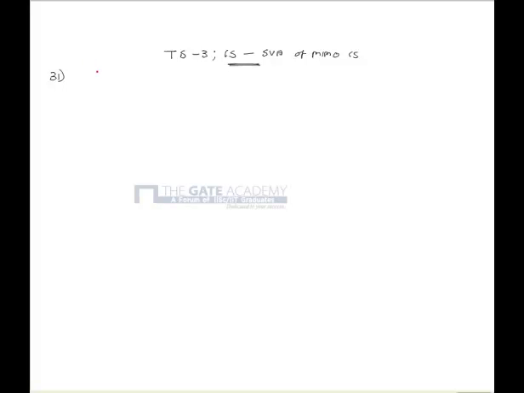As per the question, a single input, single output control system is represented by the state equations x dash equal to Ax plus Bu and y is equal to Cx plus Du, where A is equal to [2 1; 1 3], B equal to [1; 1], C equal to [1 0], and D equal to 0. We have to find the transfer function G of s of the control system.